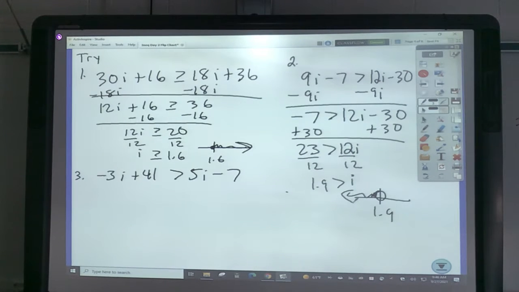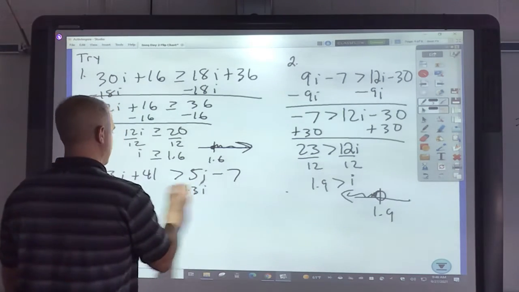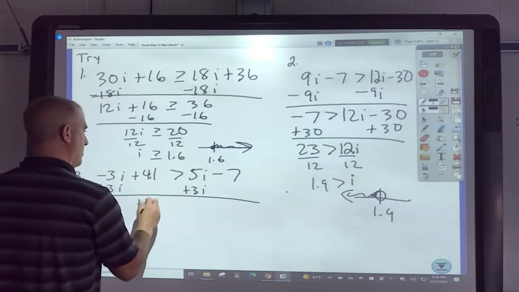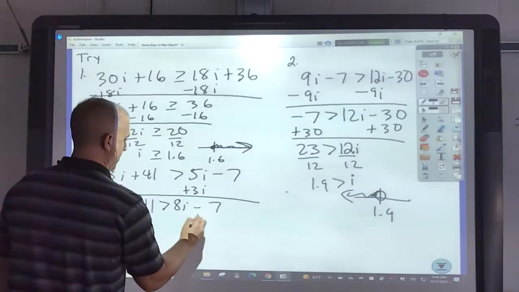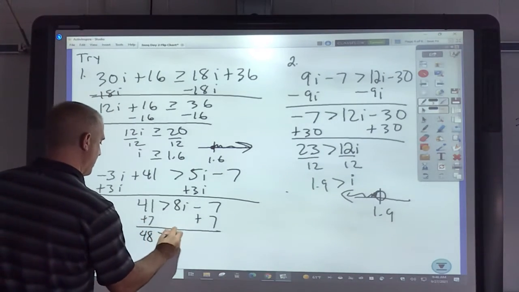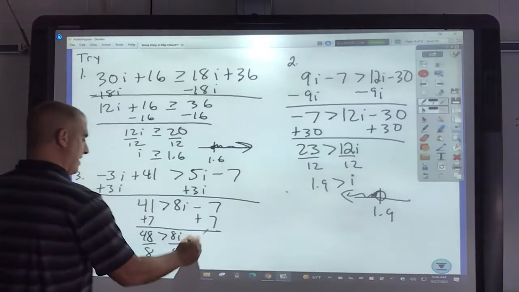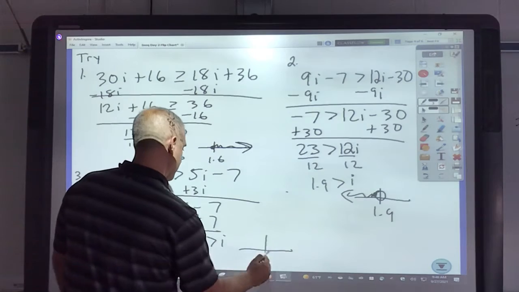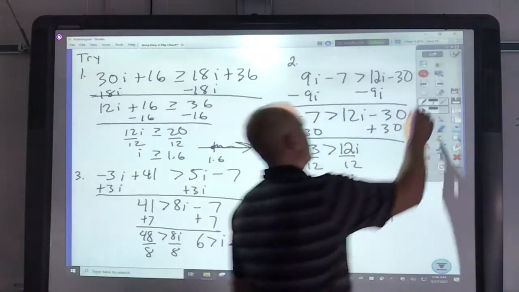Okay, so what's going to be smaller, negative 3i or 5i? I would add 3i, add 3i. I got 41 greater than 5 plus 3 would be 8i. Okay, I would then want to add 7. So 48 greater than 8i, divide by 8. I got 48 divided by 8 would be 6. So that's an open circle, and it's not eating the i, so I shade to the left.